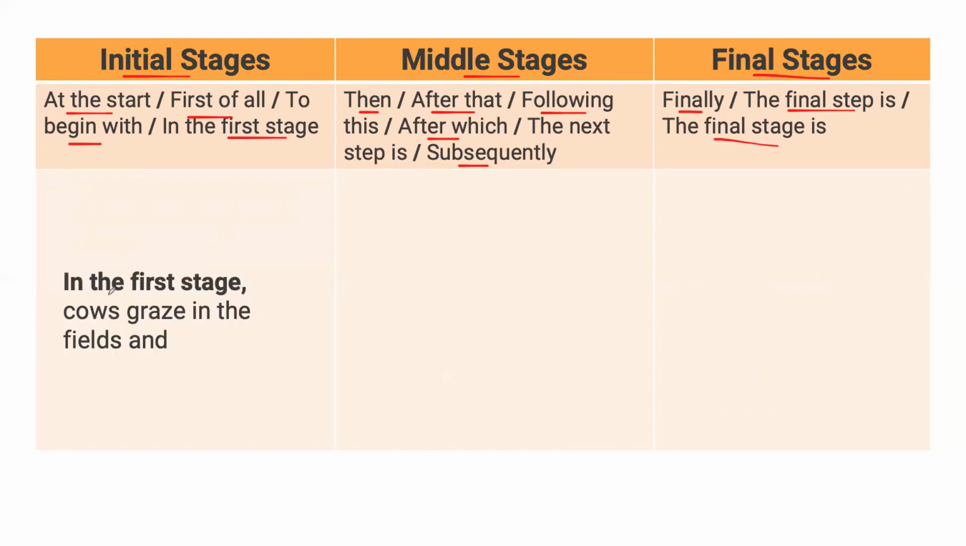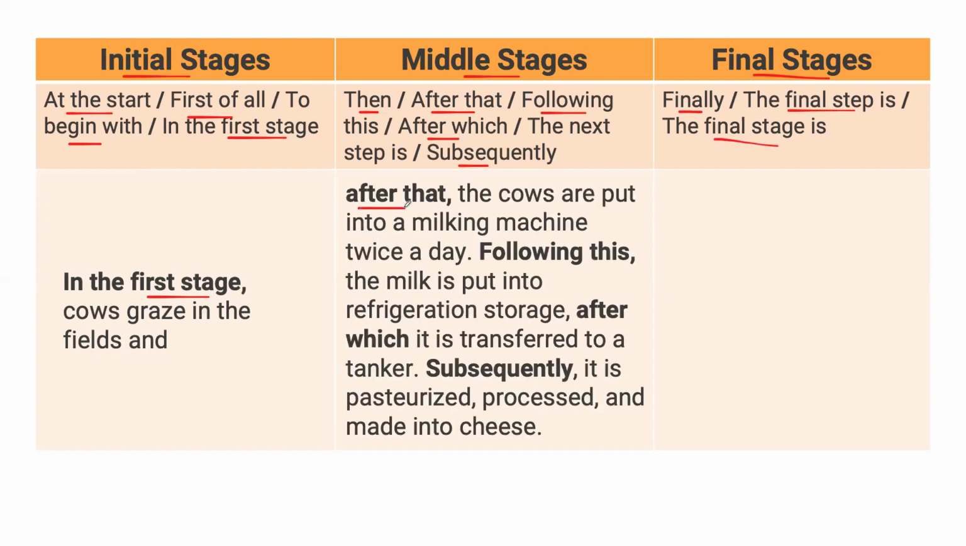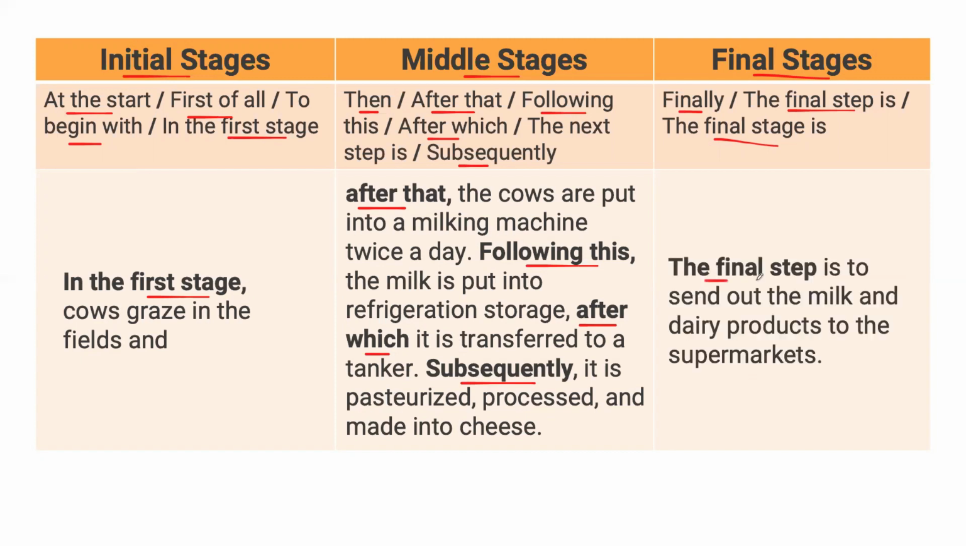So we see here, in the first stage, cows graze in the fields, and after that, the cows are put into a milking machine twice a day. Following this, the milk is put into refrigeration storage, after which it is transferred to a tanker. Subsequently, it is pasteurized, processed, and made into cheese. The final step is to send out the milk and dairy products to the supermarkets. And you see here how we have used these sequencers, really helpful phrases, in one sentence if you can, or in various sentences in your paragraph.